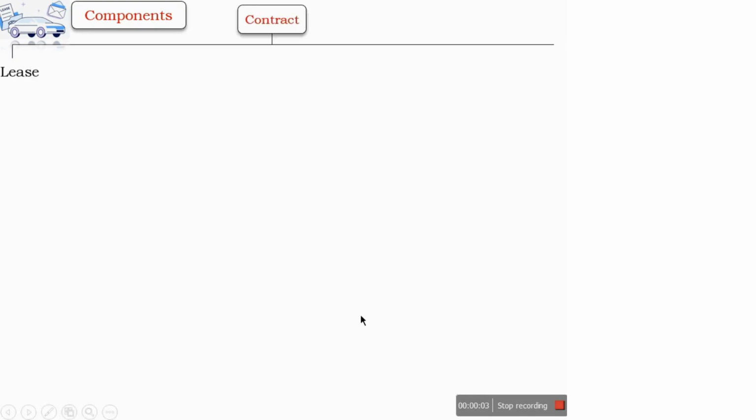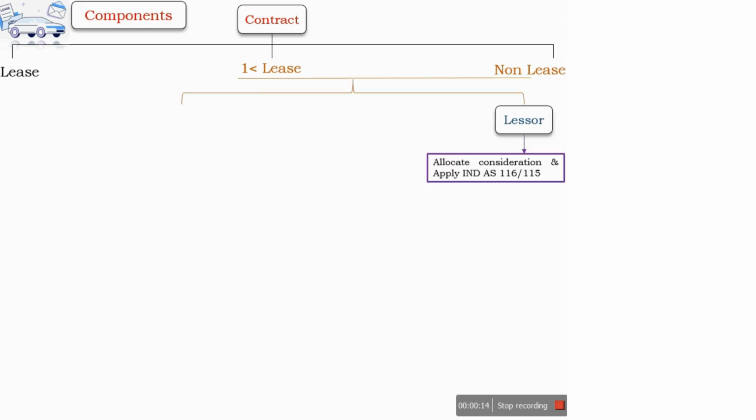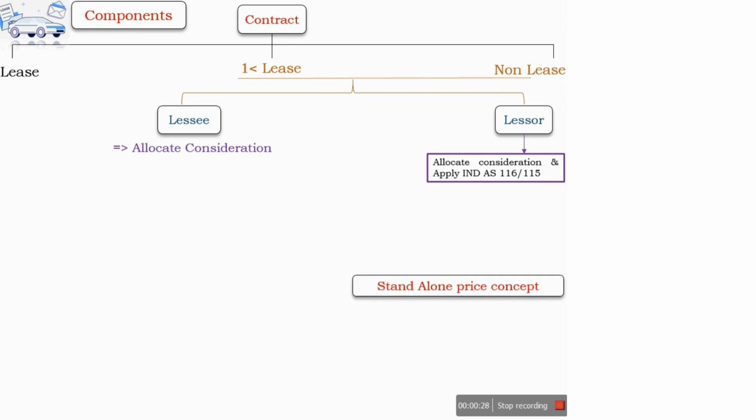A contract may have a lease, more than one lease, or a non-lease component also. In case it has more than one lease and non-lease component, in case of a lessor, it needs to apply IND AS 116 and IND AS 115 as the case may be. And in case of a lessee, it needs to allocate consideration, and IND AS 116 says that consideration will be allocated based on the stand-alone price concept. So what is the stand-alone price concept?